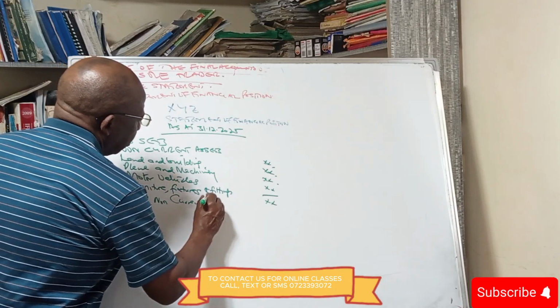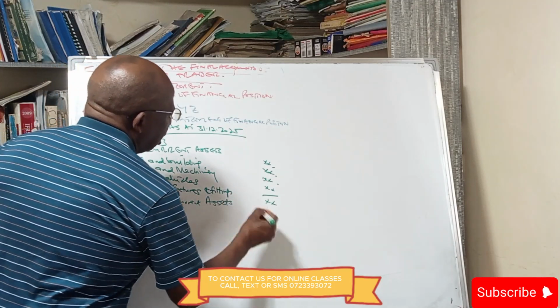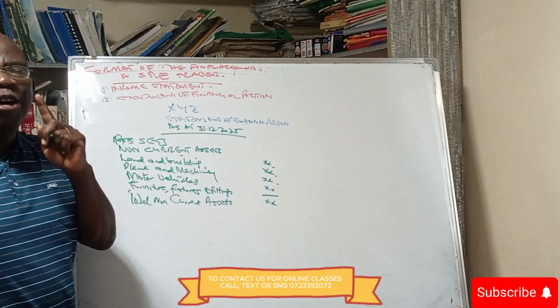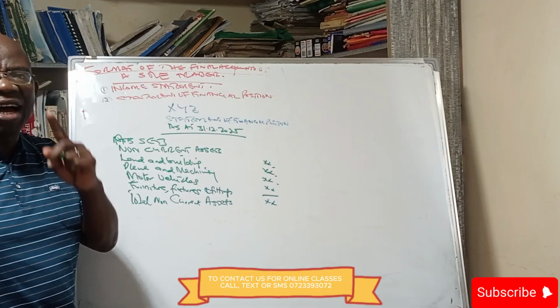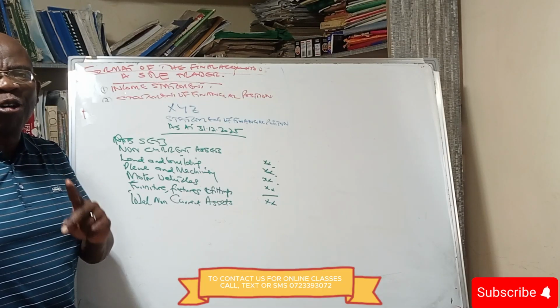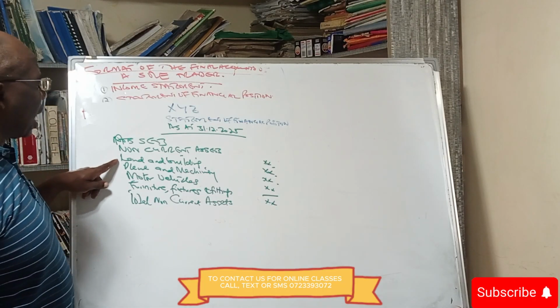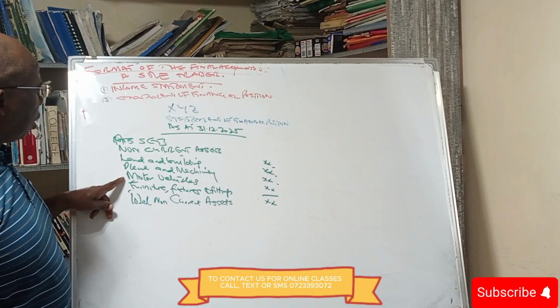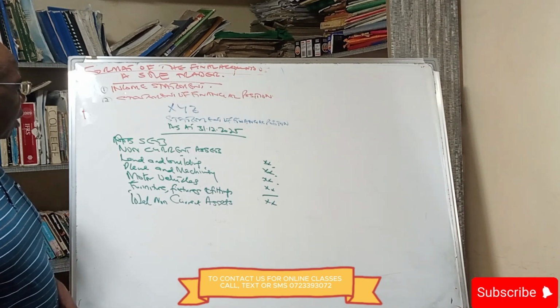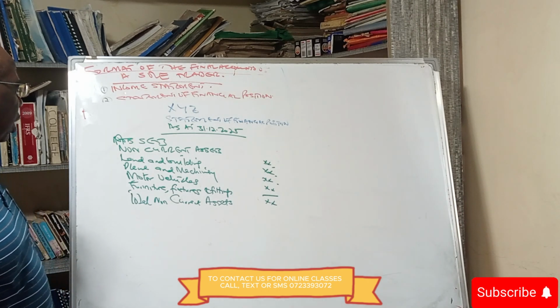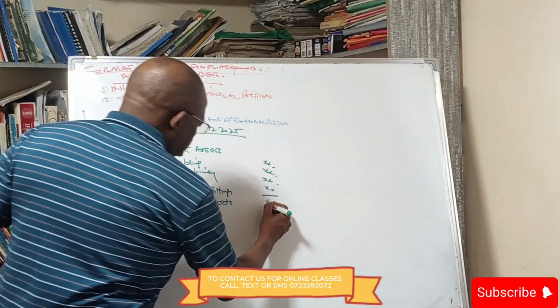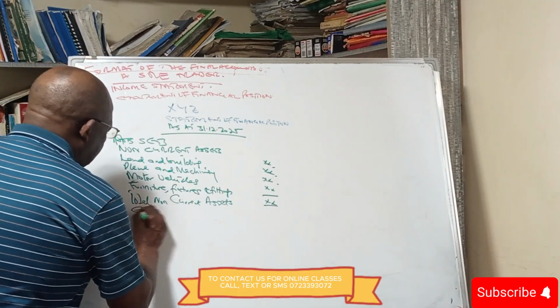Very, very important: assets are arranged in order of permanence. The most permanent is land and building, followed by plant and machinery, followed by motor vehicles, followed by furniture, fixtures, and fittings. So we get the total non-current assets here. We come to current what?